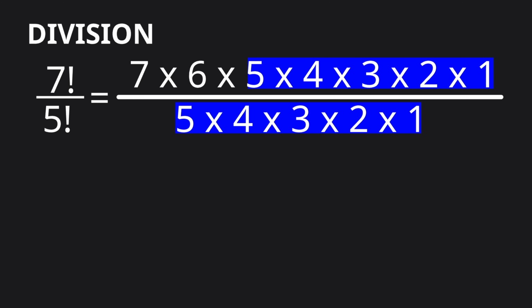Can you see that we have 5 times 4 times 3 times 2 times 1, both at the bottom and the top? Since we know that a number divided by itself is 1, we can remove the 5 times 4 times 3 times 2 times 1 from both the top and the bottom. This leaves us with 7 times 6, and so we know that the answer is 42.